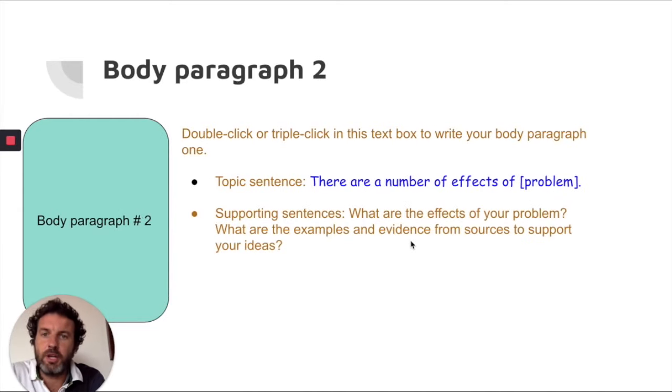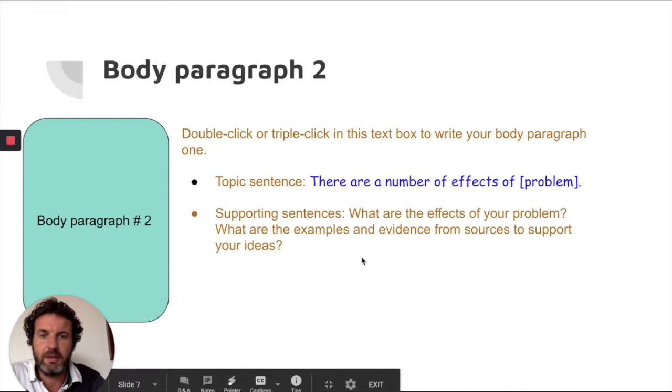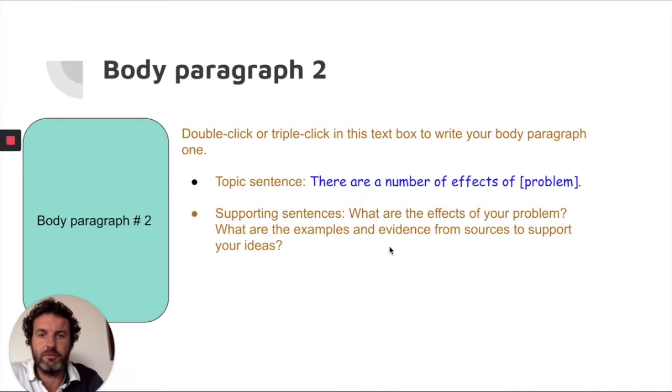In your second body paragraph, you do exactly the same thing, but this time you're talking about the effects. So your topic sentence will state, there are a number of effects of, and then the problem, and then again, talk about the effects and give some examples and evidence from sources.